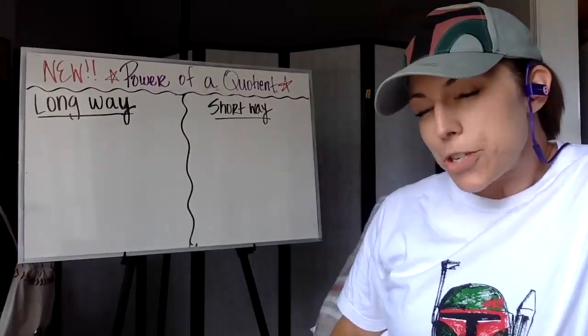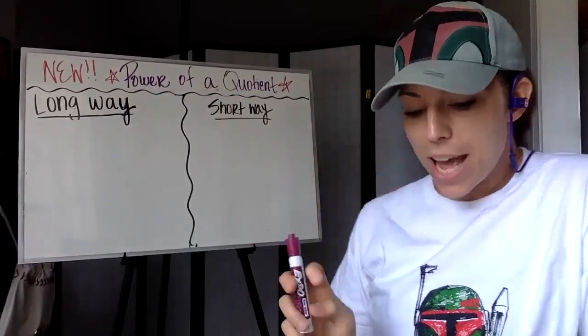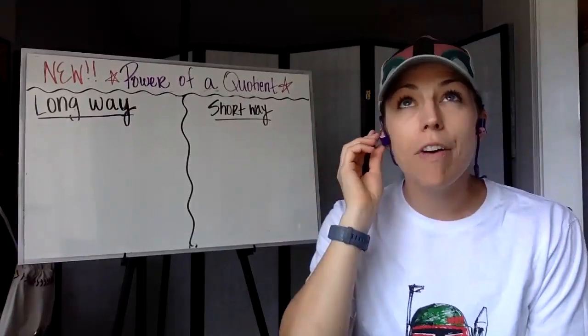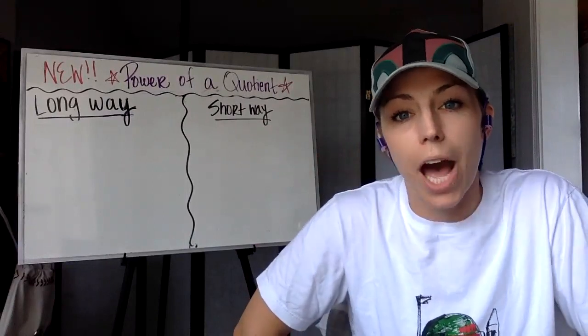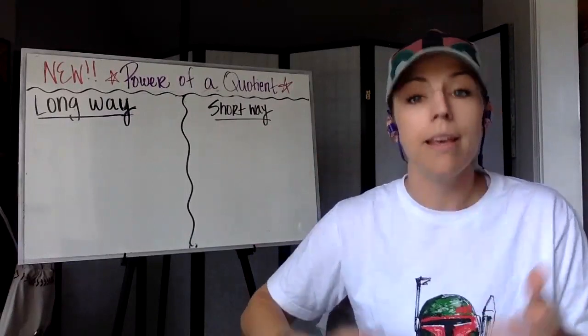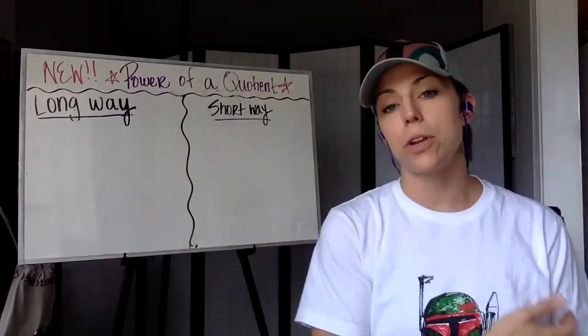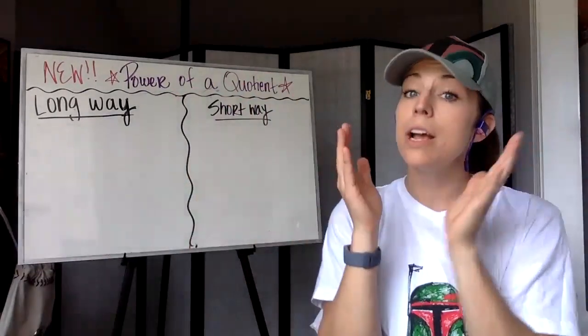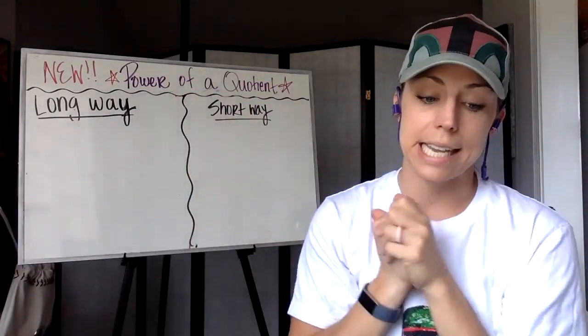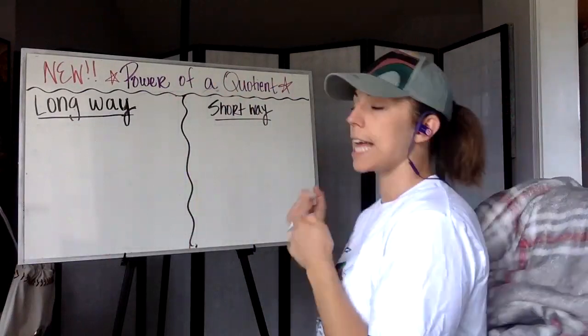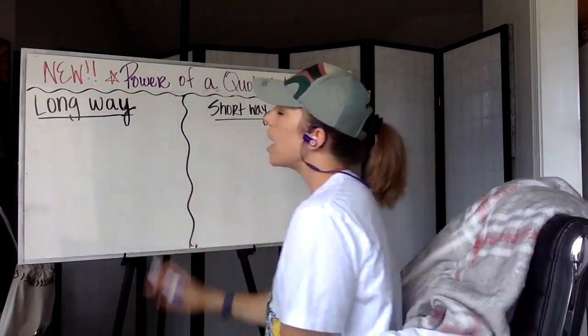Did you say power of a quotient? Because if you did, you would be correct. Yes, our last final property is called the power of a quotient. So again, the name tells you what you're looking at. We're looking at a power, but this time inside the parentheses is a quotient. Let's look at an example.